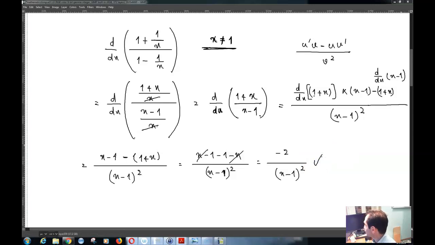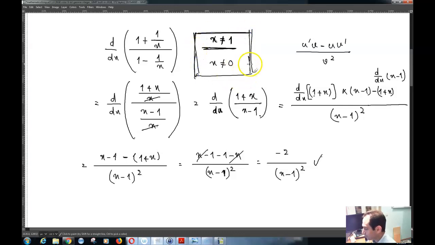Number 6: negative 2 over x minus 1 whole squared, and of course x is not supposed to be equal to 1. And also x is not supposed to be equal to 0. That is also true because in this form, if x is equal to 0, then the function is not defined. So these two conditions have to be observed.